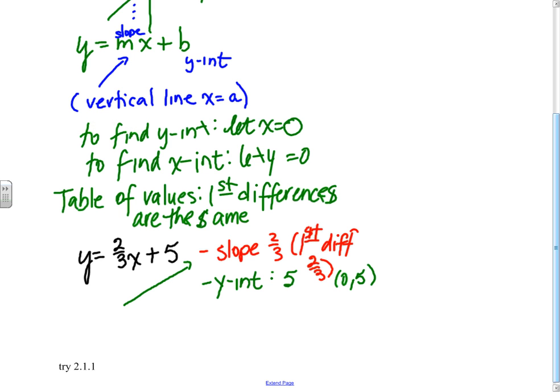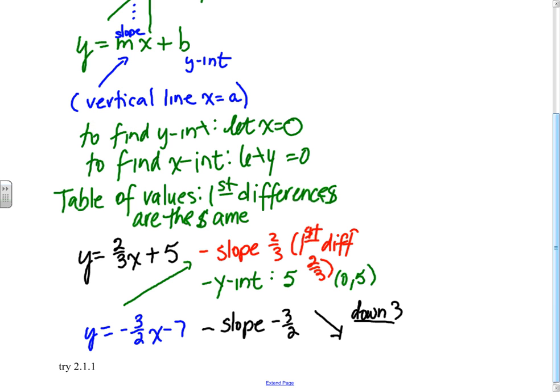For the line y equals minus 3/2 x minus 7, our slope is minus 3/2 downwards to the right. We would graph it as down 3 over 2. And we have a y-intercept of minus 7.